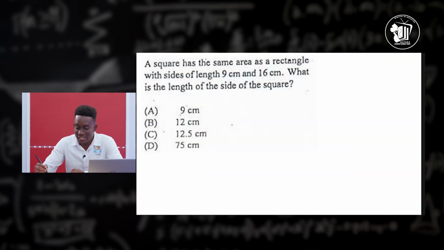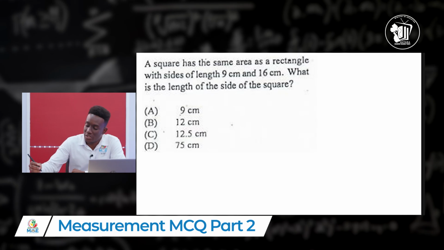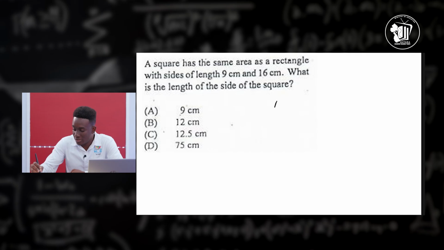So this question says, a square has the same area as a rectangle with sides of length 9 cm and 16 cm. What is the length of the side of the square? So they want the length of one side of the square. They told us that the area of the rectangle and the area of the square are the same. So we see the rectangle has lengths 9 and 16. So we know the area of the rectangle would be 9 times 16.